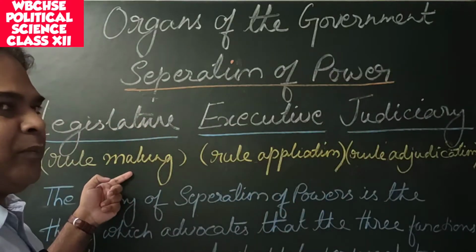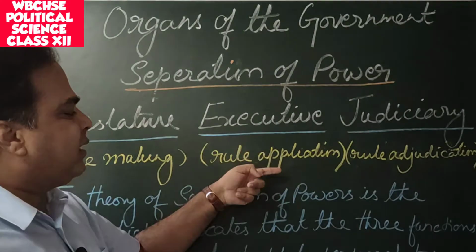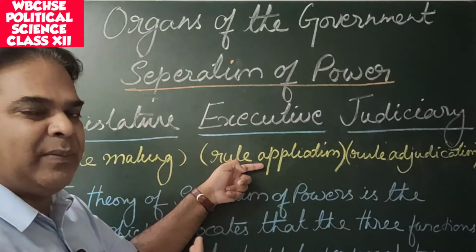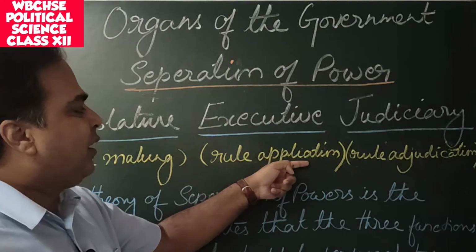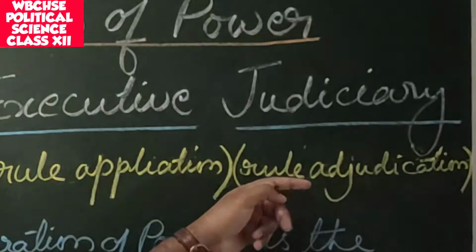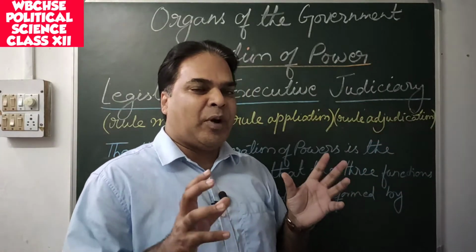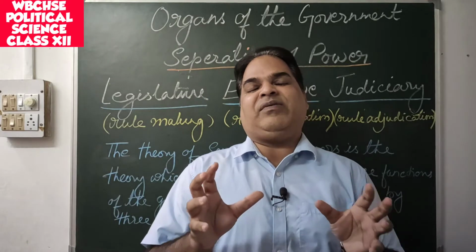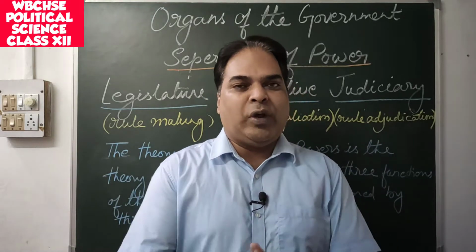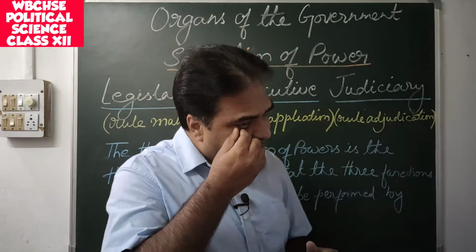Legislature is a law-making body, rule making. Executive executes the order, or we can say rule application. Rules which are made by legislature are applied by executive. And judiciary dispenses justice, or rules adjudication. This means checking whether rules are properly being followed or not. If anyone violates the rule or law, they will be punished by the judiciary. So all these three organs are very important.